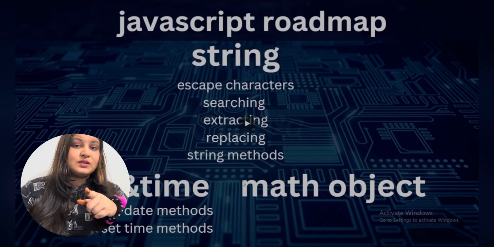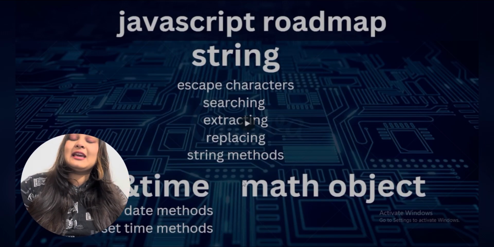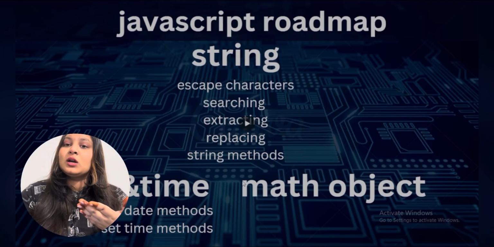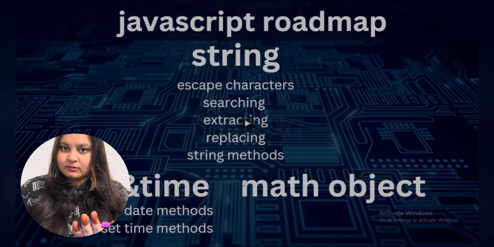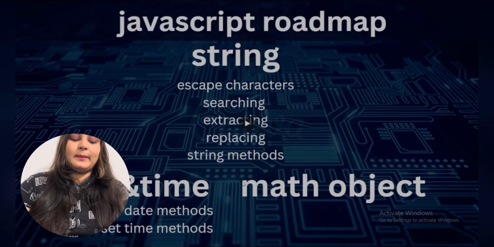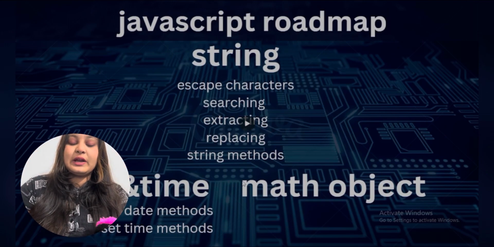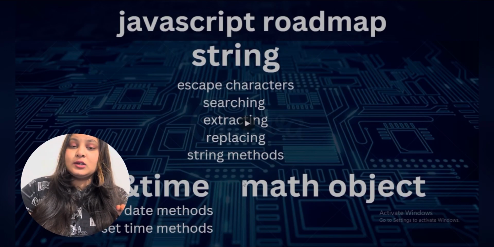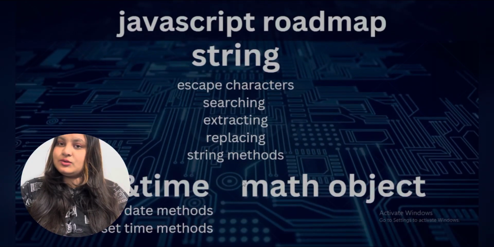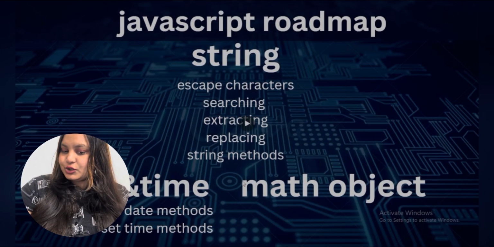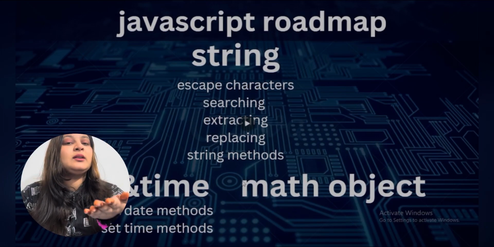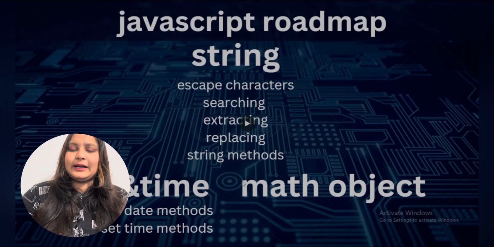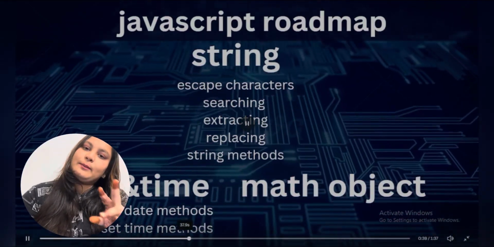And here comes an important topic, date and time. If we want to use date and time, like when we are making a clock, it is a simple topic, but we will need the date and time, right? We are making a clock. So how are we going to get that? Using date and time methods. So we are going to cover that. And the math object is the most important one for mathematical operations. So we are also going to cover the math object.